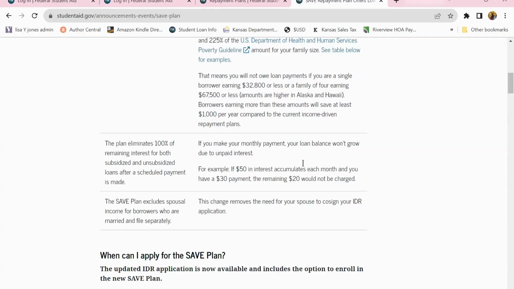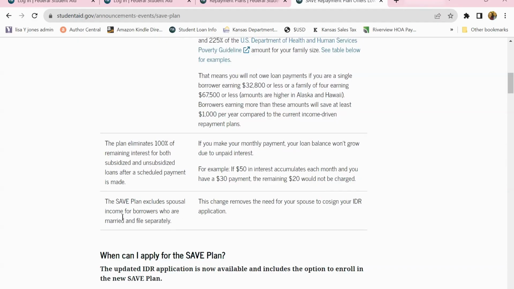Under the SAVE plan, they will not charge you any of the unpaid interest. That is how that zero payment doesn't continue to balloon. Wow. Okay. For example, if $50 in interest accumulates each month and you have a $30 payment, the remaining $20 would not be charged. Wow. This is huge. Yeah. Okay.